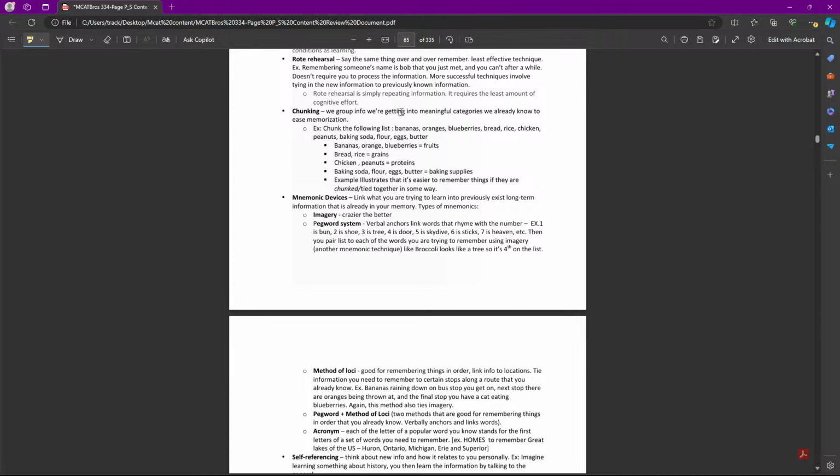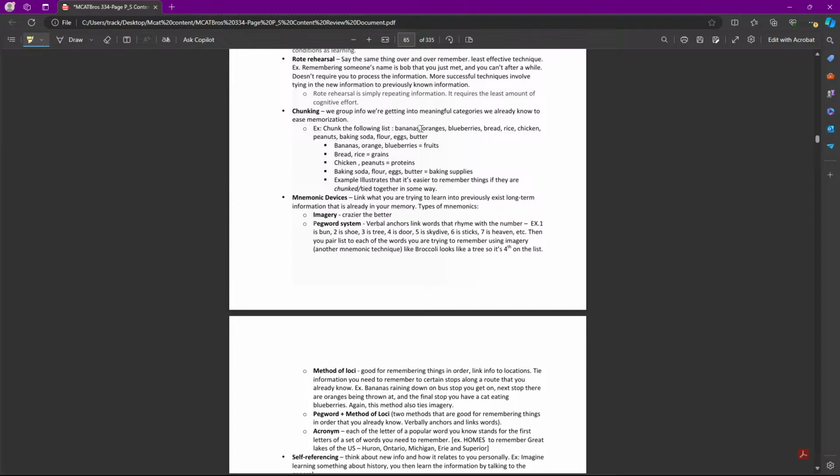Chunking: we group the info we're getting into meaningful categories that are easier to memorize. So we can chunk things based on color, like bananas, oranges, and blueberries equal fruits, and bread and rice equal grains, by putting them in different categories. Mnemonic devices link what you're trying to learn to previously existing long-term information.